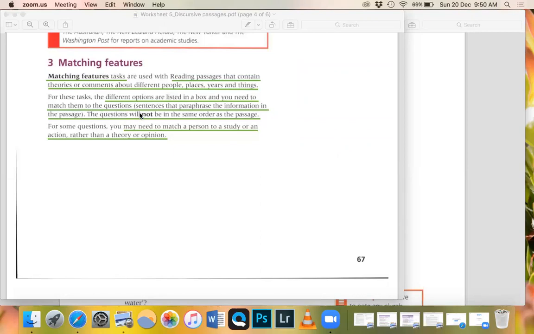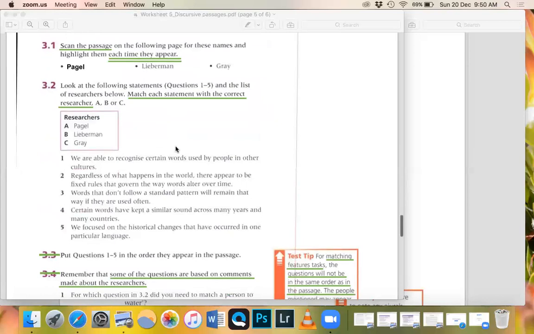Remember that the sentences paraphrase the information in the passage. Okay, the sentences and the questions, like what we just did. For the last task that we did, the matching sentence endings, the questions were in the same order as the text. But for these, the questions will not be in the same order. So for some of these questions, you may need to match a person to a study or an action, or you may need to match them to a theory or an opinion. So let's have a look at what that looks like.